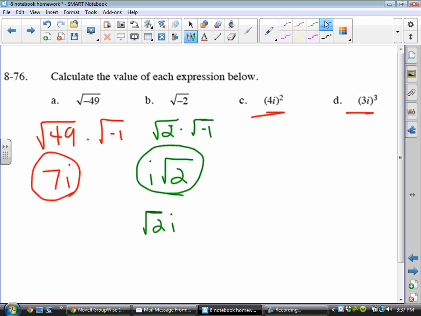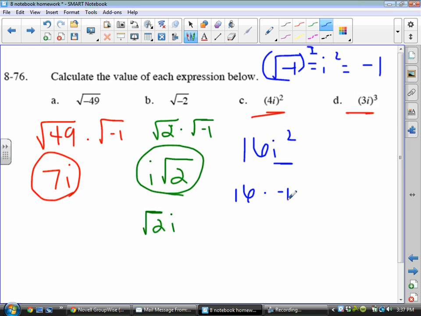Now the next one is when I have something squared. So 4 squared gives me 16, and then i squared is i squared. I know the square root of -1 is i. If I square both of those, I really have i squared is worth -1. So I'm going to change this part into -1, 16 times -1, which gives me -16. Okay, make sure you understand how we're simplifying this to start with, because we're going to be doing more with these imaginary numbers.